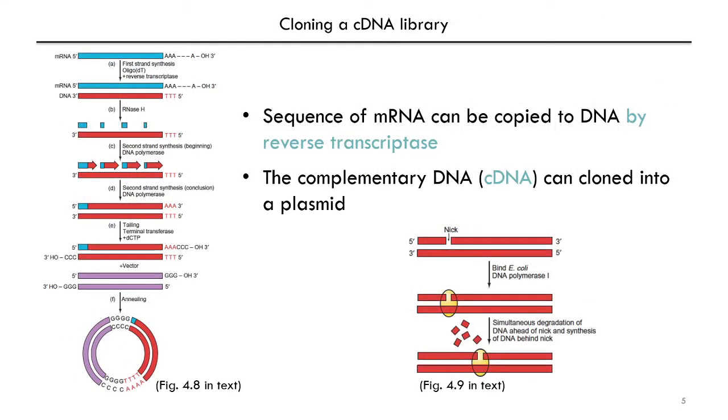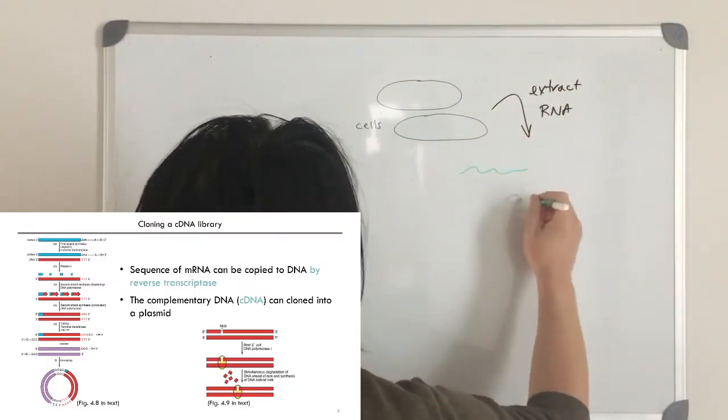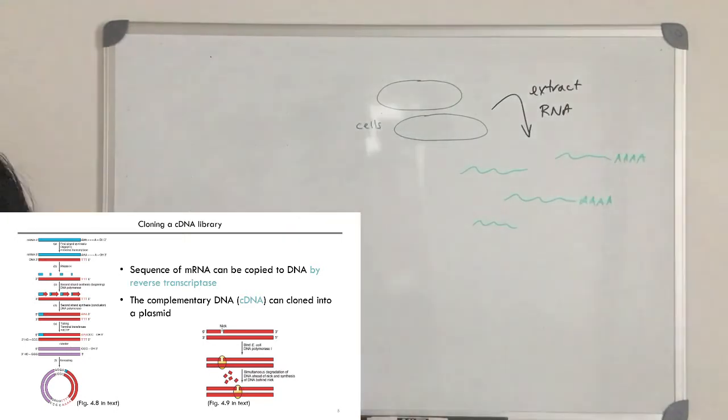How do you make a cDNA library? To do this, you first extract the RNA from cells. You get the total RNA, and not all of this is mRNA. But in eukaryotes, the mRNA is specifically modified at the 3' end with poly A tails. What you can do is, you can specifically make DNA from mRNA using reverse transcriptase. Reverse transcriptase makes DNA from an RNA template.